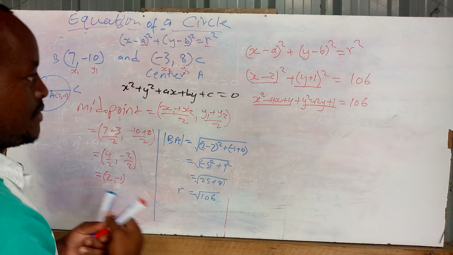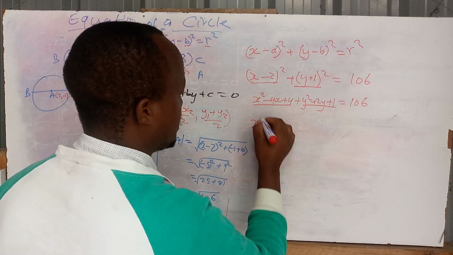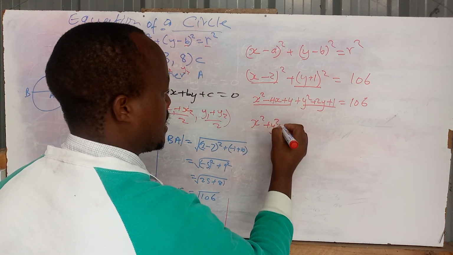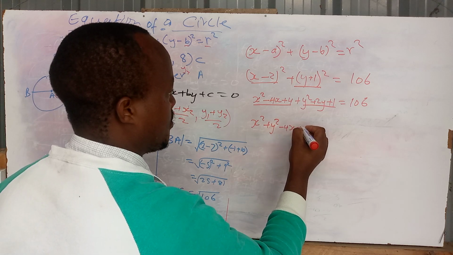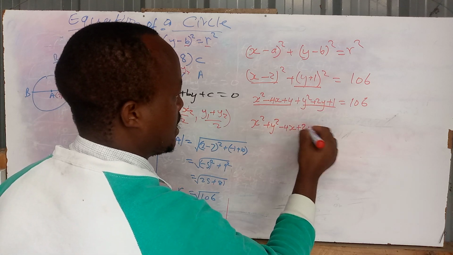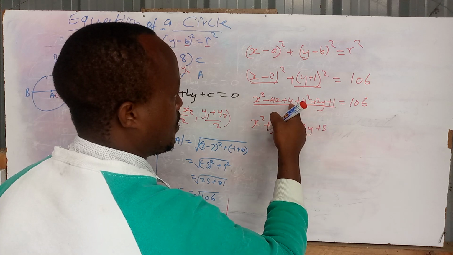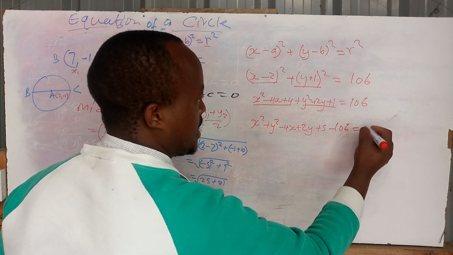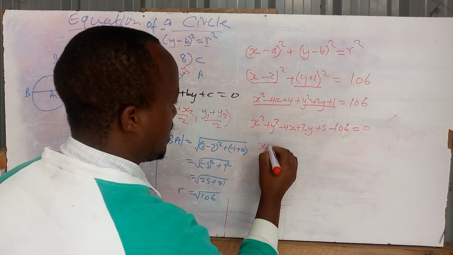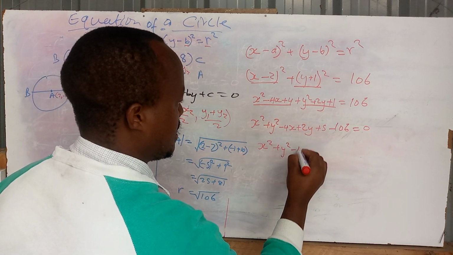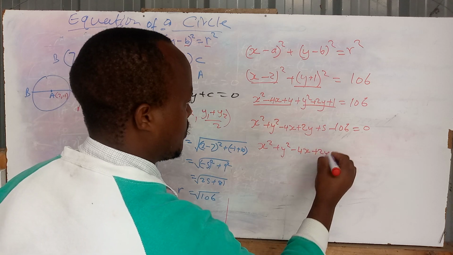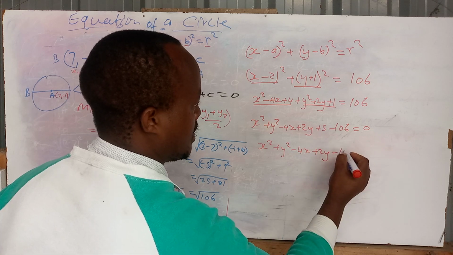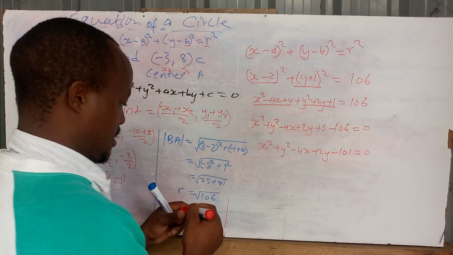Write it in this form. So we are getting x squared minus 4x squared plus y squared minus 4x plus 2y plus 5, 4 plus 1, 5, then minus 106, which is equal to 0. So finally we get the equation of the circle being equal to x squared plus y squared minus 4x plus 2y minus 101 is equal to 0.